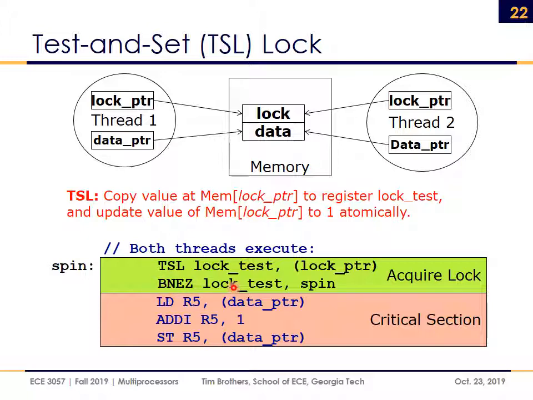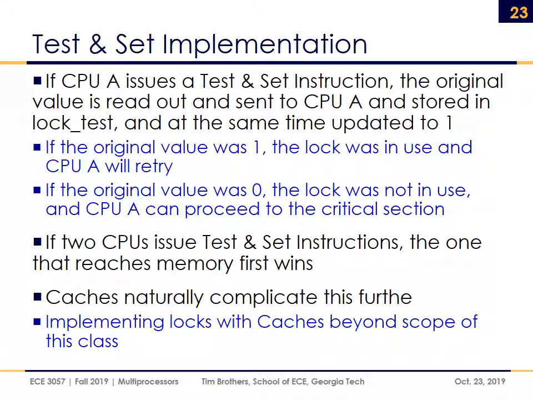So branch if not equal, acquire the lock. So this is the hardware layer of implementing the controls that we were talking about earlier, where both threads are trying to access the same data. At the end, we're going to release the lock and put it back in. So we have this lock location, which kind of holds the key to the data, and only one person can get the key. One CPU can get the key at a time.